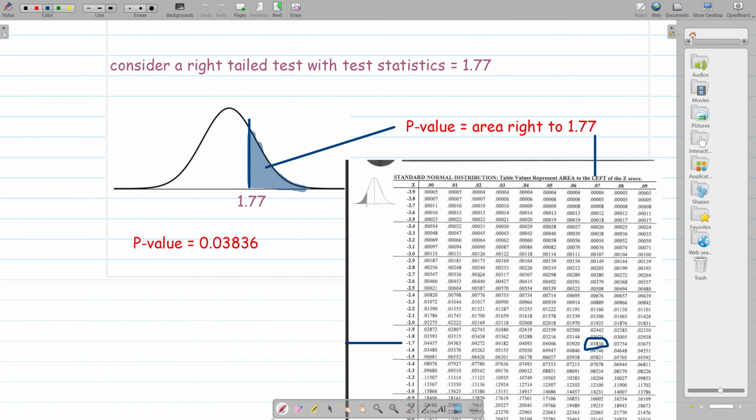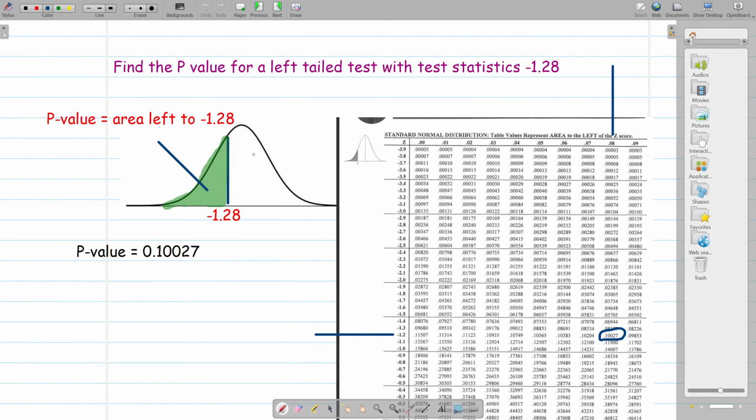Here we go. Here minus 1.7 and 7 here, so this row and this column. Then the value of that one is 0.03836. So the p-value is equal to 0.03836. If you don't understand how I got that area right to 1.77 from the minus z value table, look at my previous video that will appear as a card in this video.